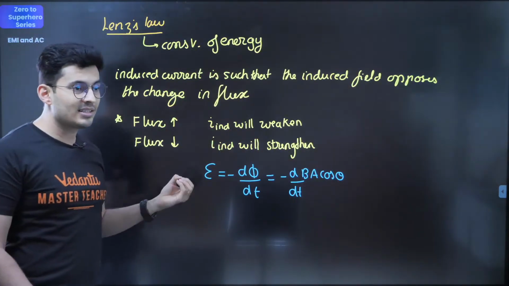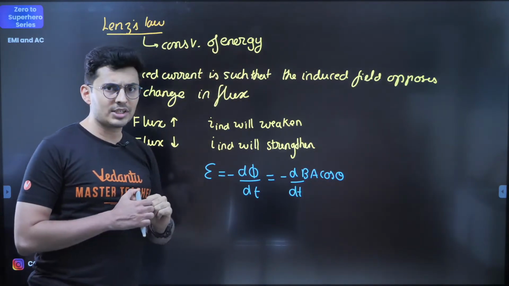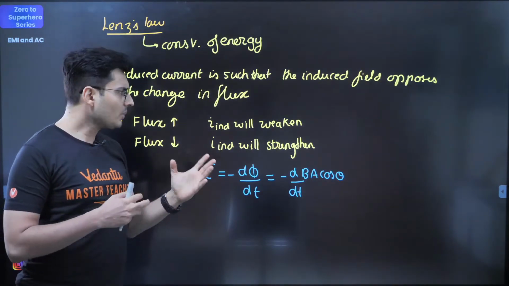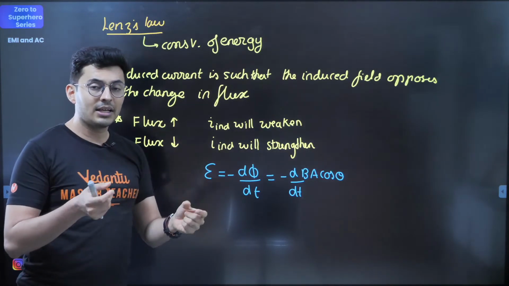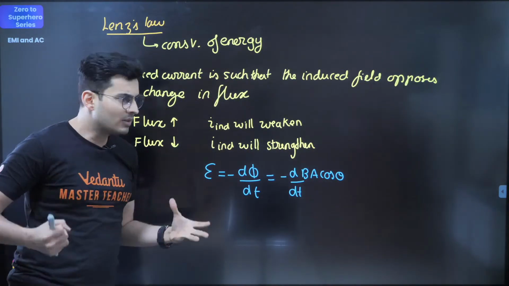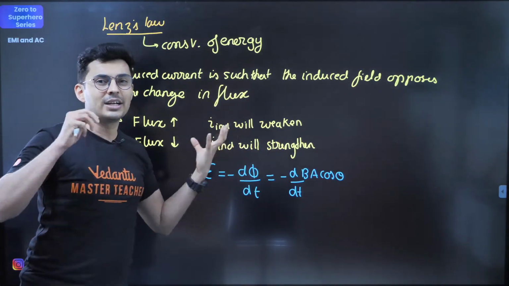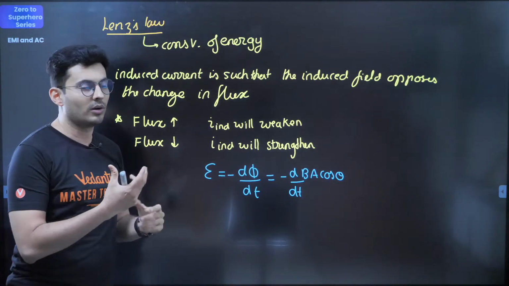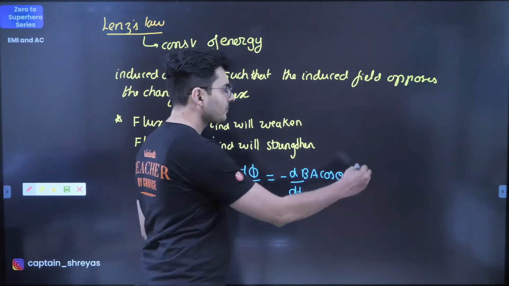Then we talk about Lenz's law. Lenz's law is all about the direction, completely based on energy conservation, and that is what gives you the minus sign in that equation. Whenever the flux tries to increase, Lenz's law says that the induced current will try to oppose that change. So if the flux tries to increase, the induced current will try to make it weaker, and if the flux tries to decrease, it will make it stronger. An example would be, imagine if you have a coil like this.